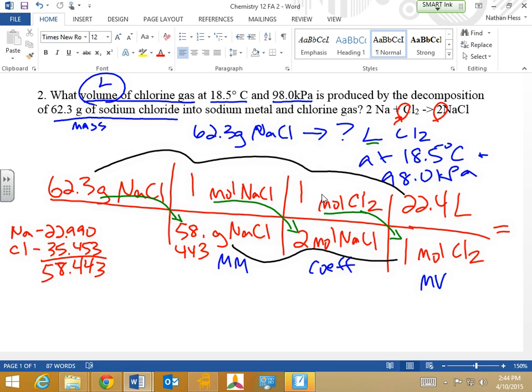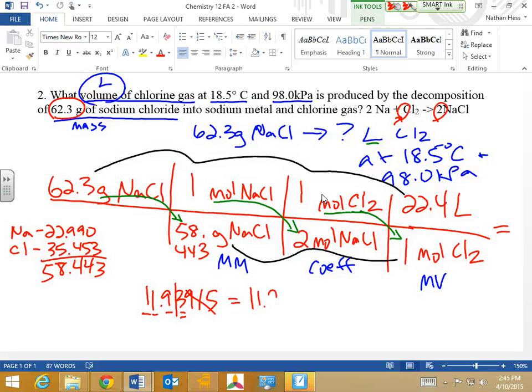So 62.3 times 22.4, that is 1395. I divide that by 58.443 times 2. I put that in parentheses. And I get 11.93915. I look back to my number here. 62.3 is 3 significant digits. So 1, 2, 3. Look at the 3, ignore the rest. So that gives me 11.9 liters of Cl2.